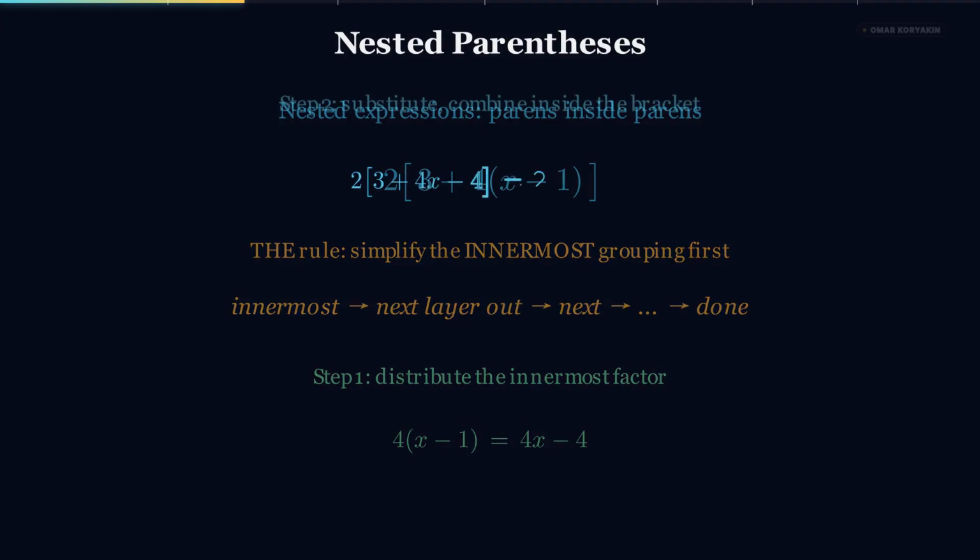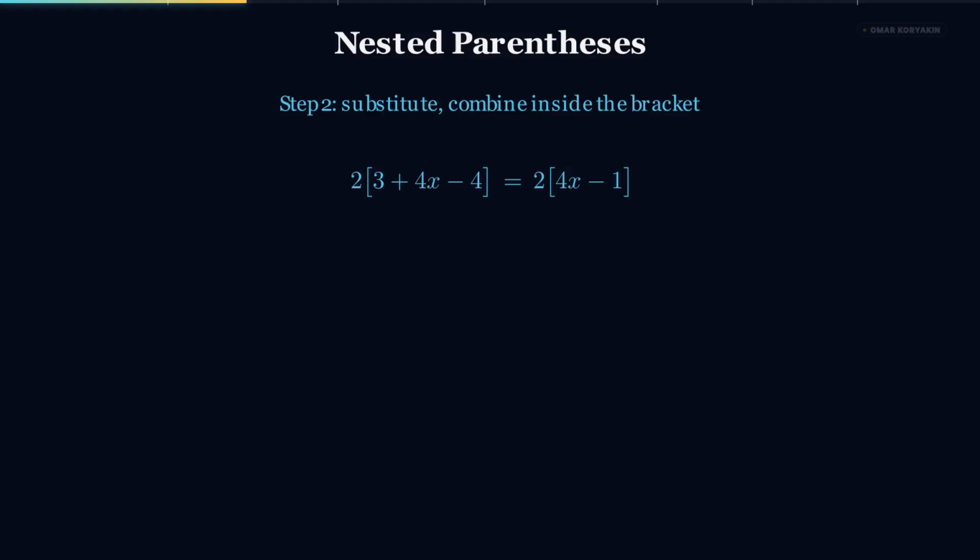Step 2. Substitute the simplified inner result back into the outer bracket and combine like terms inside the bracket. The bracket now contains 3 plus 4x minus 4. The constants 3 and minus 4 are like terms, and they combine cleanly together to give -1. So the bracket simplifies to 4x minus 1, and the expression becomes 2 times the bracket containing 4x minus 1.